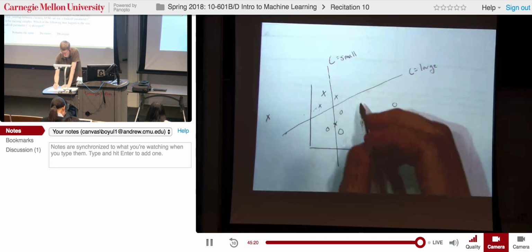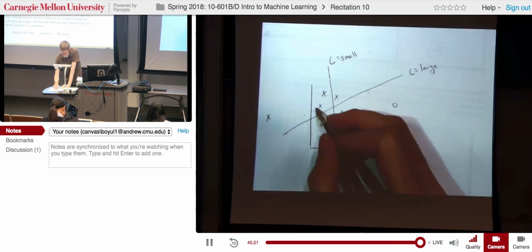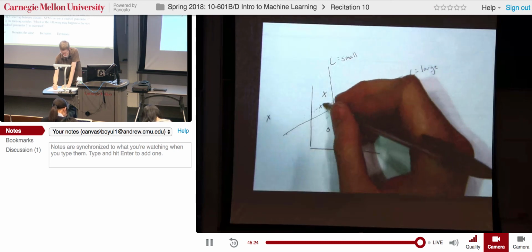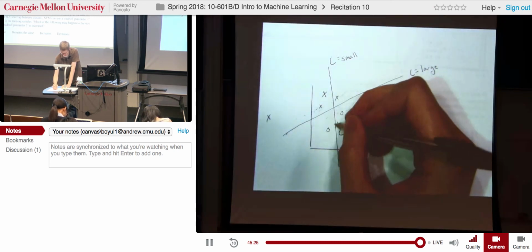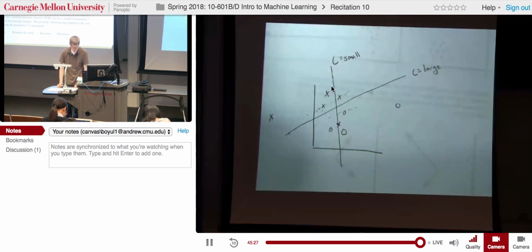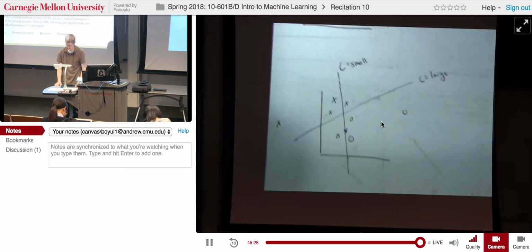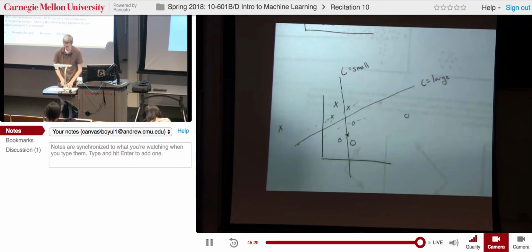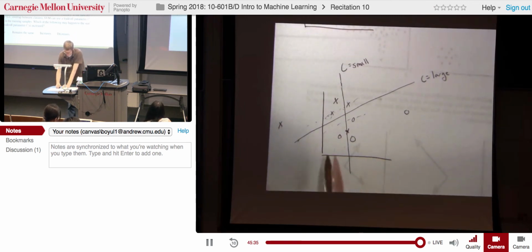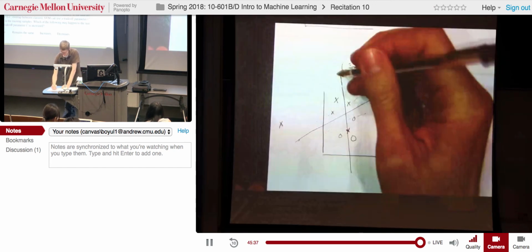That is true. So SVM is the maximum margin classifier. This is the SVM margin. It will try to maximize the distance between these two points, this point and this point. This is SVM. Perceptron, you have no guarantee. It could be any of these, anything that separates the two classes. Okay. All right, next question.